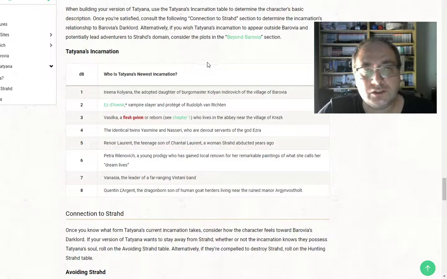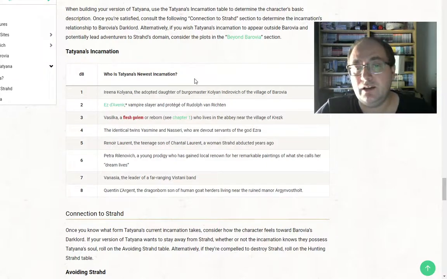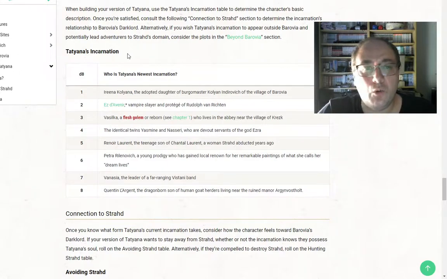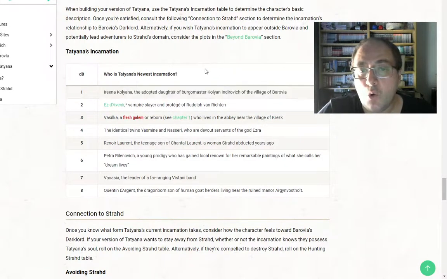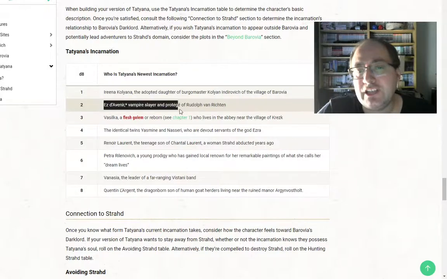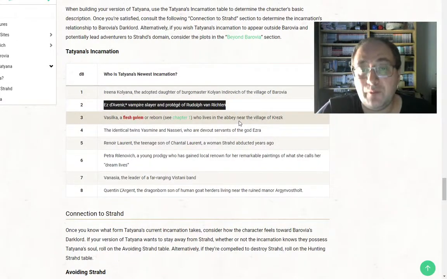What if you don't want Strahd to be the villain? What if your players expect that Strahd von Zarovich is going to be the villain, but actually it's going to be Irina, who's Tatiana's latest incarnation? Or what if Tatiana's incarnation was not reincarnated as Irina Kalyana, as it says in the module Curse of Strahd? What if instead she's actually Esmeralda or Ez Davenir, the vampire slayer and protege of Rudolph van Richten? That's cool, right? That really changes the module.